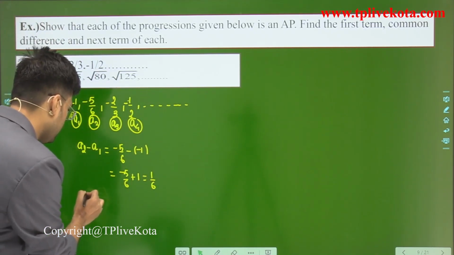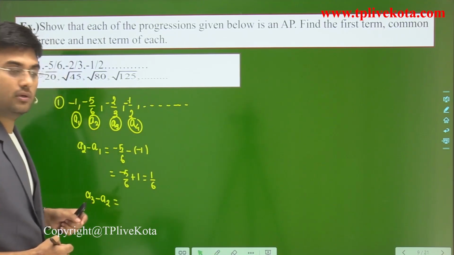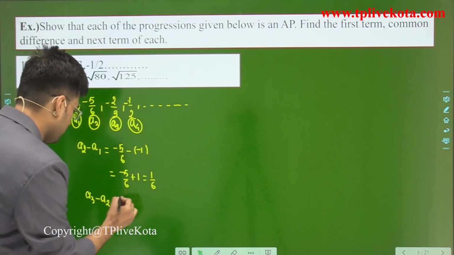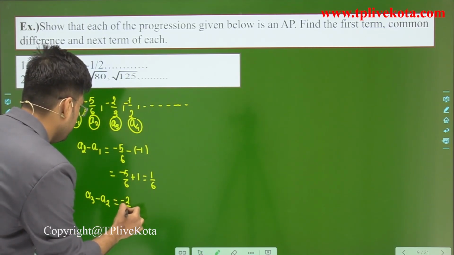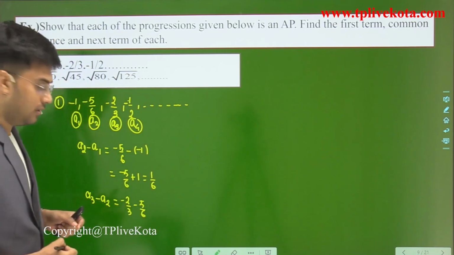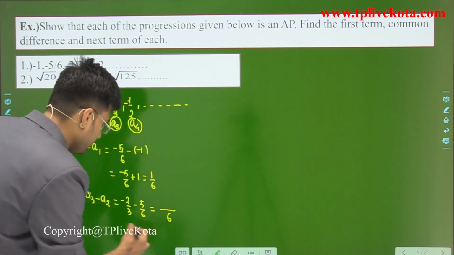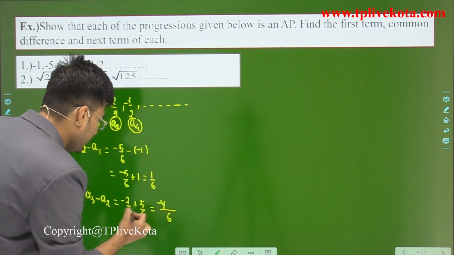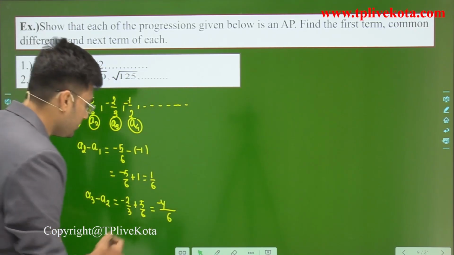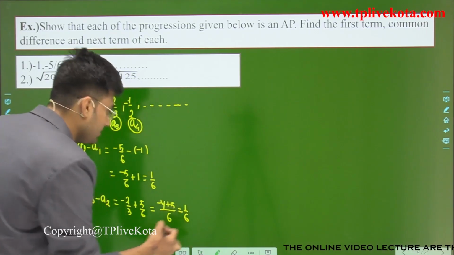Similarly A3 minus A2 is equal to what? It is equal to minus 2 by 3 minus 5 by 6. So when we solve this, it is equal to minus 4 minus 5 over 6, minus minus becomes plus, minus 4 plus 1, that is equal to again 1 by 6.